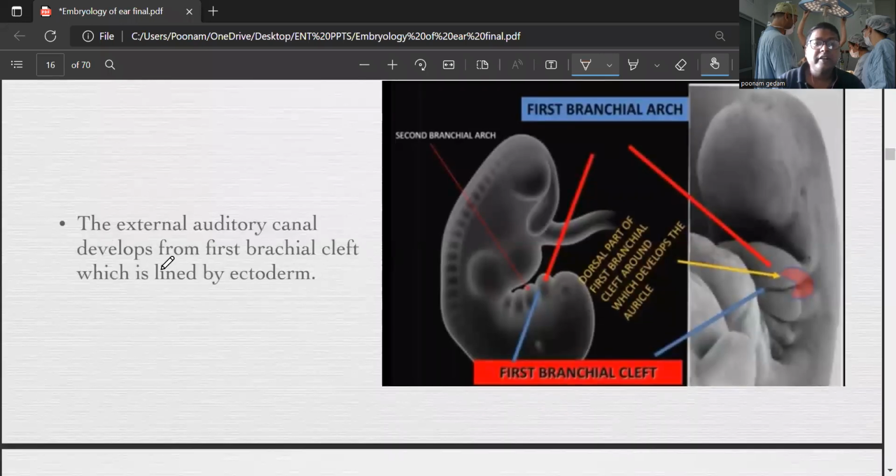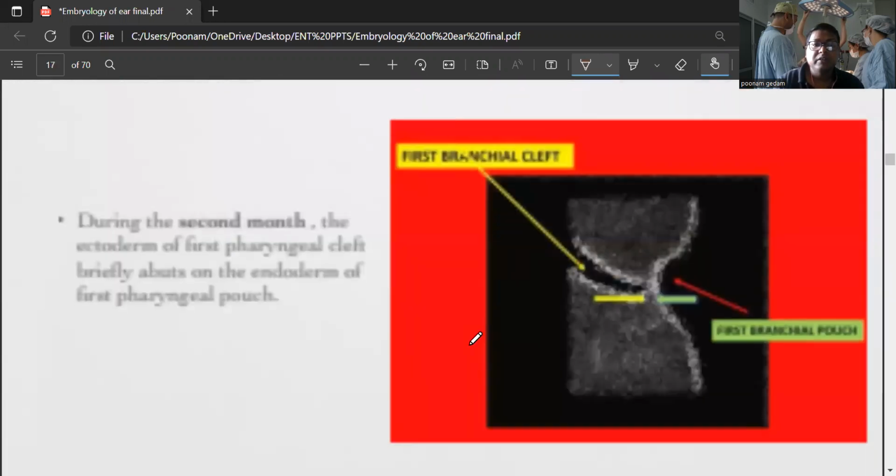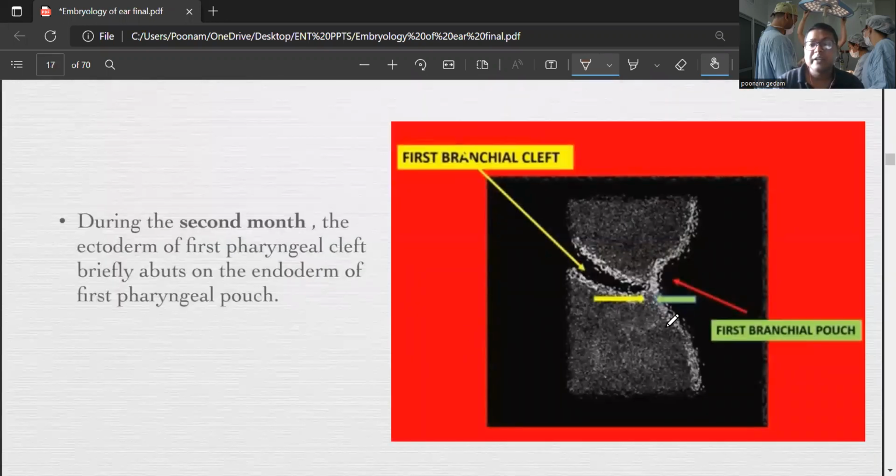The external auditory canal develops from the first branchial cleft, which is lined by the ectoderm. This is the first branchial arch. This is the second branchial arch. This is the dorsal part of the first branchial cleft around which develops the auricle. This is the first branchial cleft. Cleft is a groove and pouch is a form of pouch.